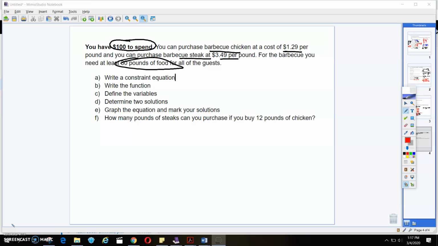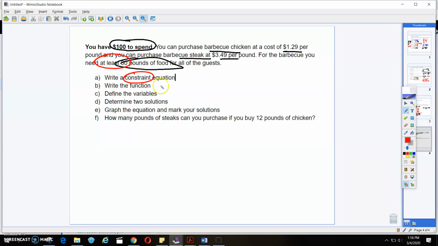Here is the word constraints. What does the word constraint mean? To hold back, right? To limit something. So when we talk about constraints, we're talking about values that restrict our decision making. For instance, if you only got $100 to spend, you're not going to spend more than $100. And 30 pounds of food, that's another constraint. You need at least 30 pounds, right?